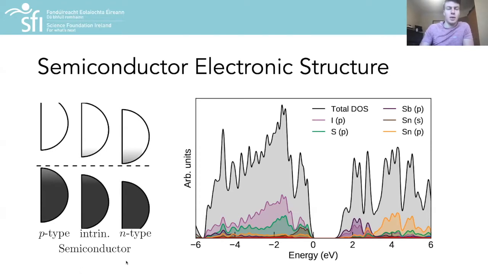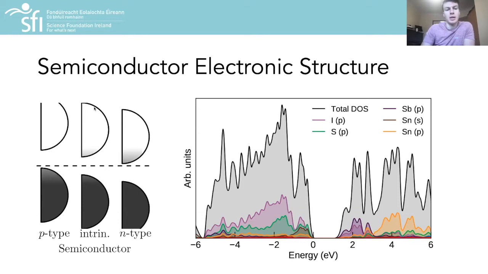If you recall from last week, in a semiconductor we have what we call the valence band, an energy range at which we have many occupied electronic states. Then an energy gap where there are no available electronic states. And then above this, a conduction band.